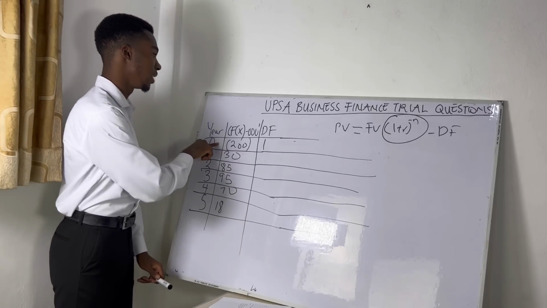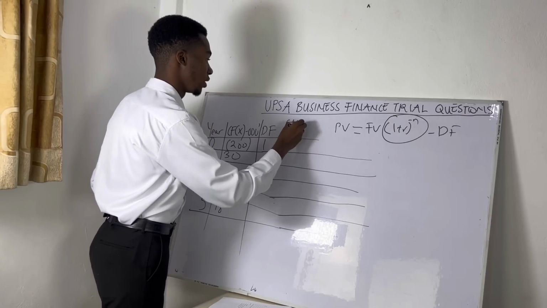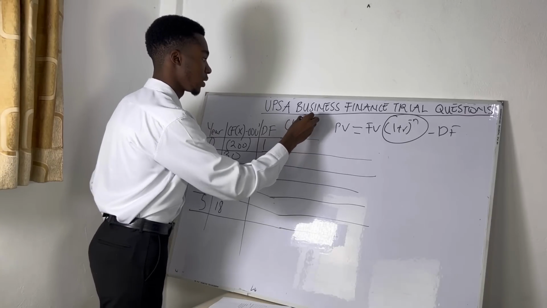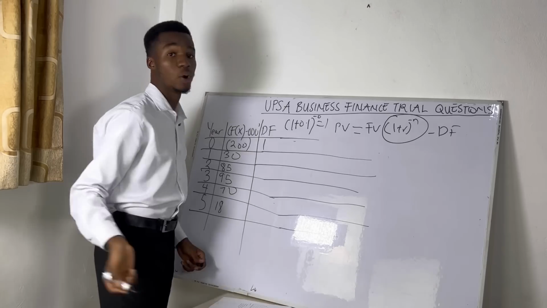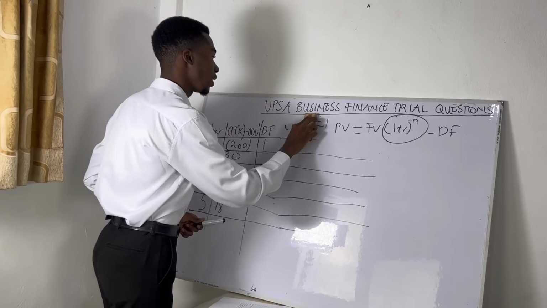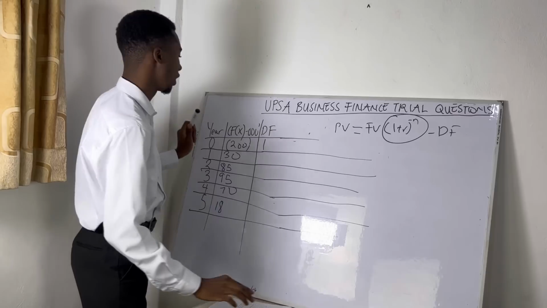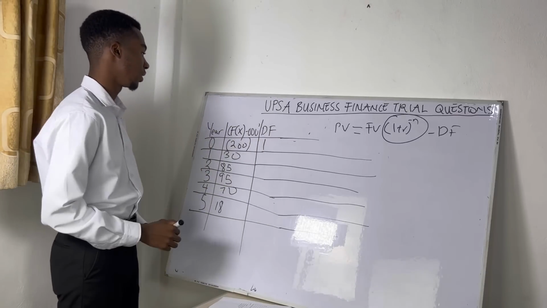Even if you do it for year 0, assuming we want to do 1 plus 0.1, which is the cost of capital, exponent negative 0, we are going to get 1. So it's the same thing. The discount factor for year 0 is always 1. Just keep it in your head. Anytime you see year 0, it is 1, and that's the amount of money you're investing.